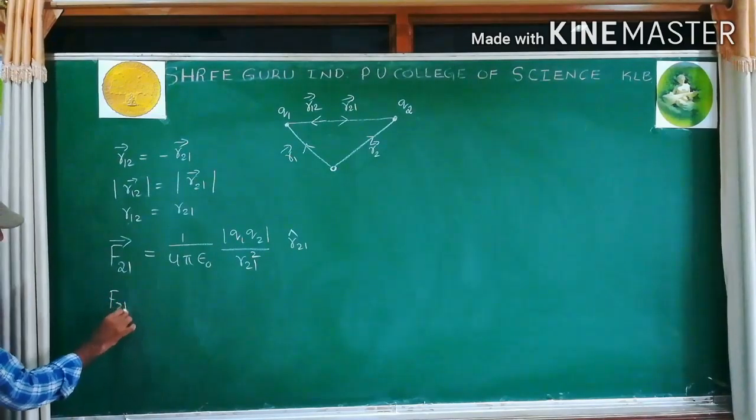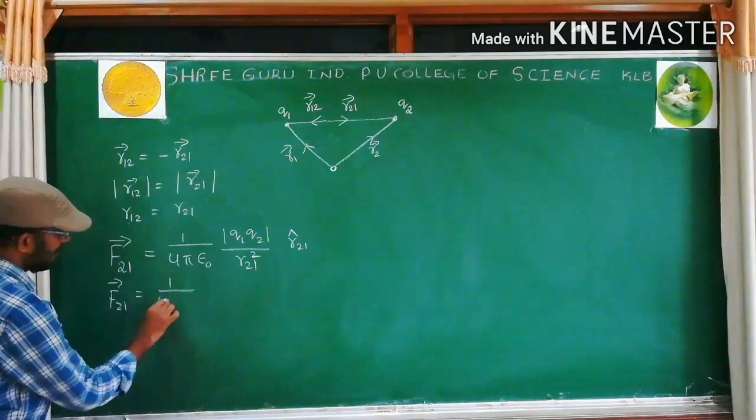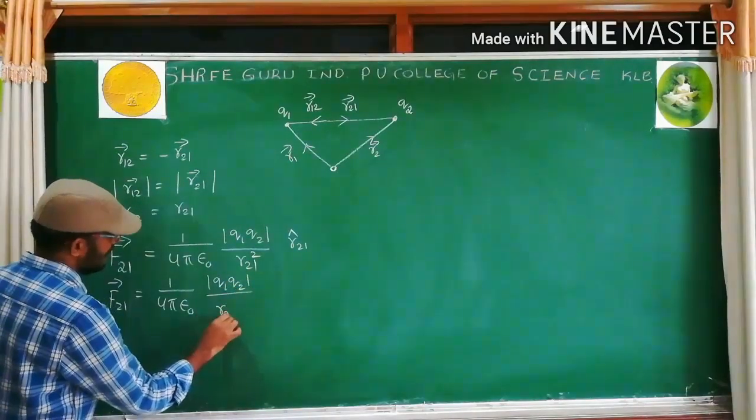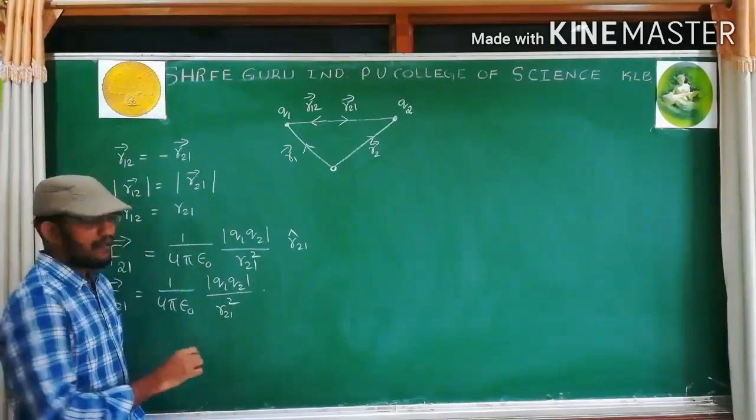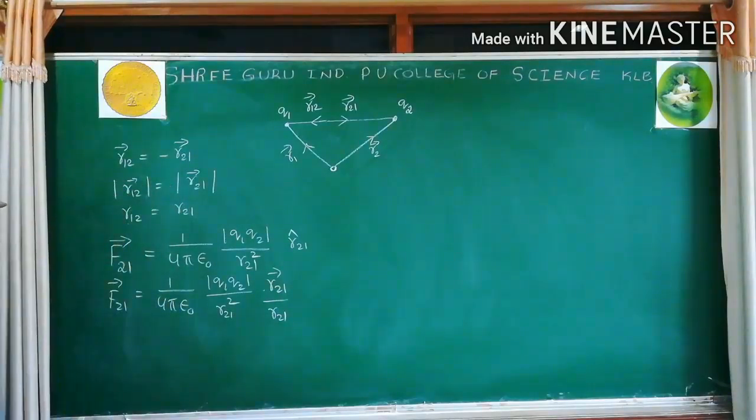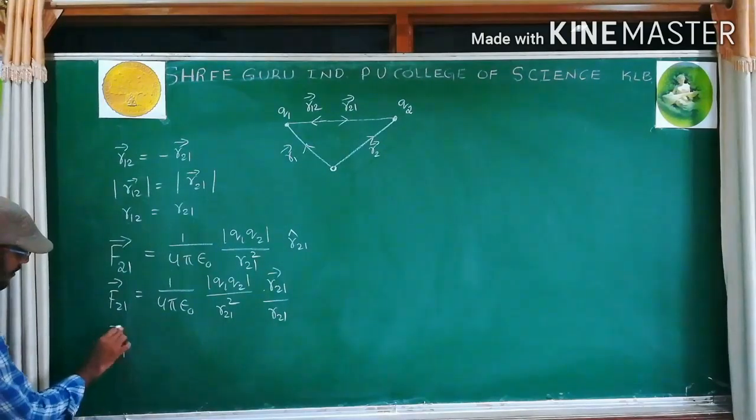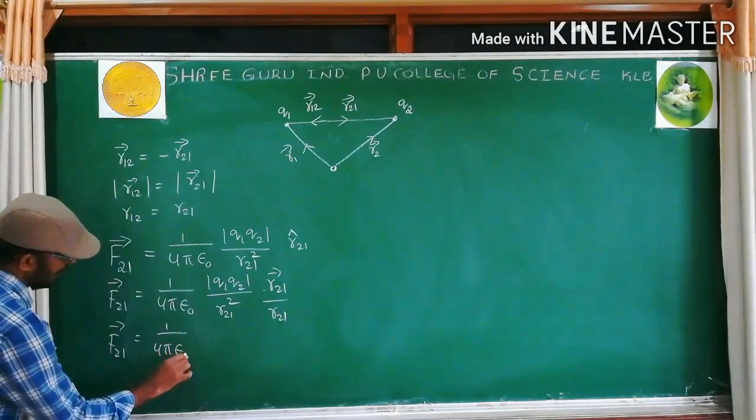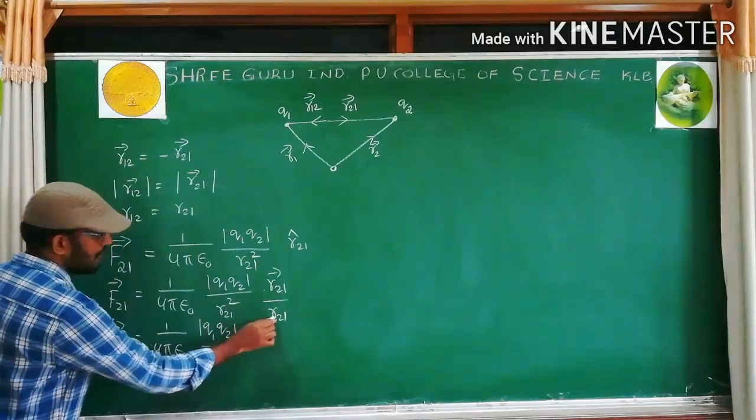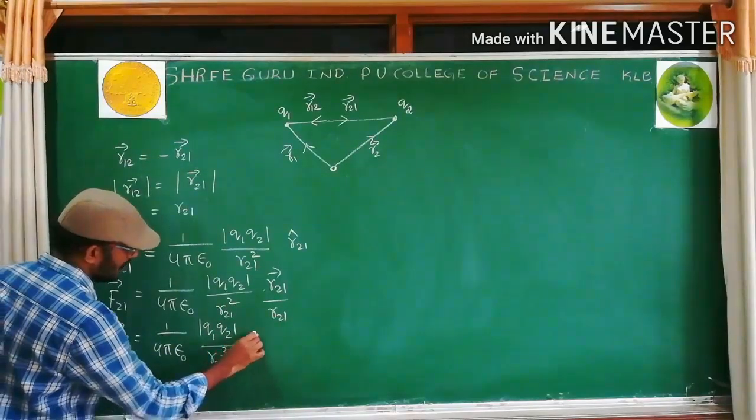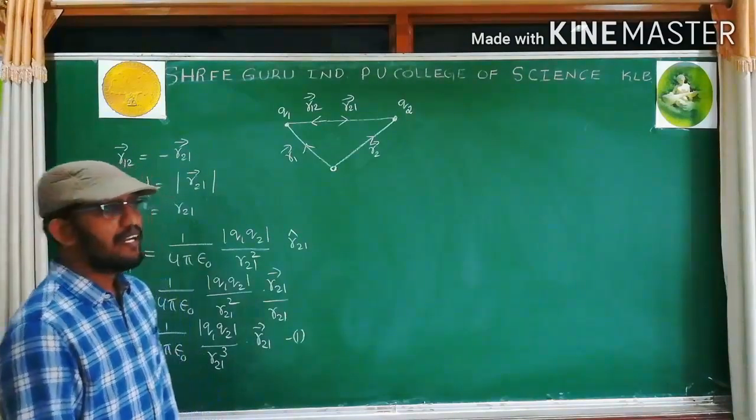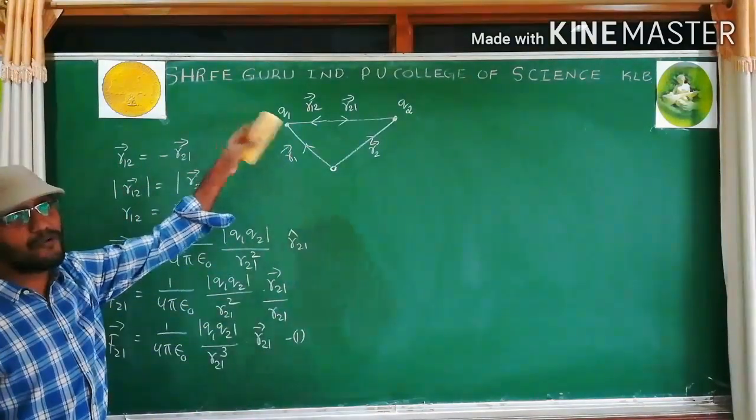Now F21 bar is equal to 1 by 4 pi epsilon naught into modulus of Q1 into Q2 divided by R21 square. This unit vector I can write like this, that is R21 bar divided by R21, from vectors concept. Now F21 bar is equal to 1 by 4 pi epsilon naught into modulus of Q1 into Q2 divided by R12 square into R21, that is R21 cubed, into R21 bar. This is equation 1.